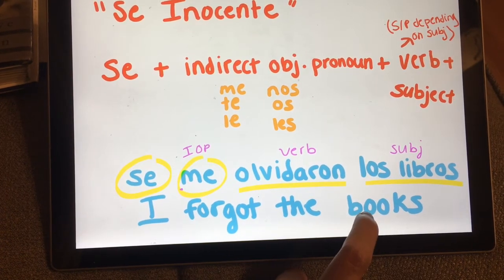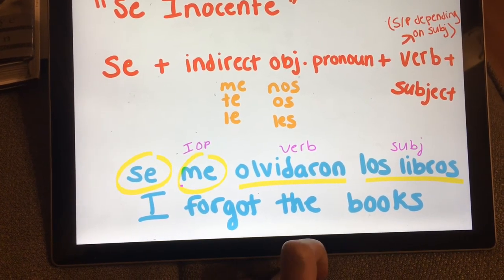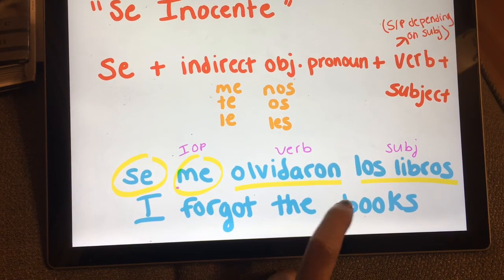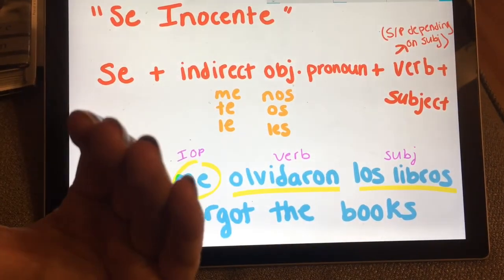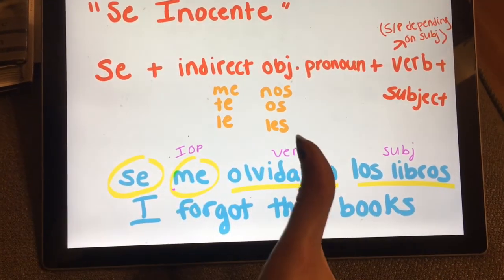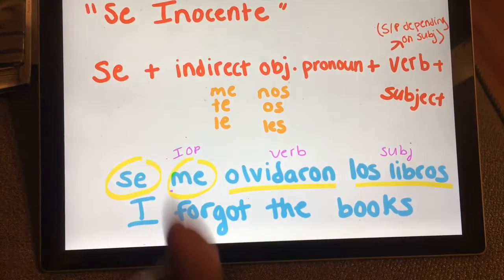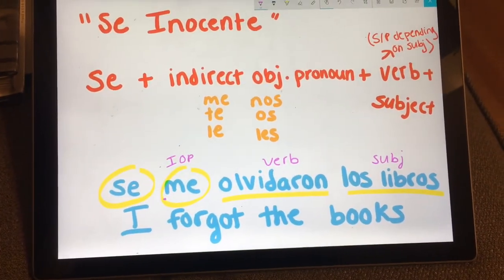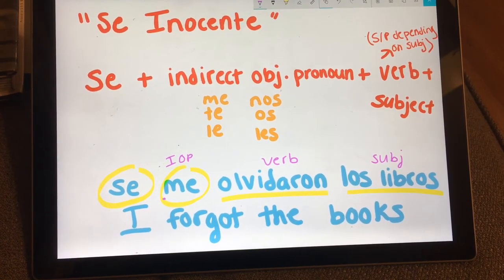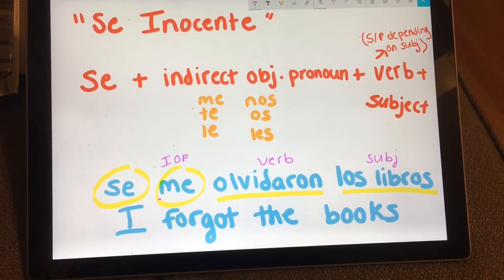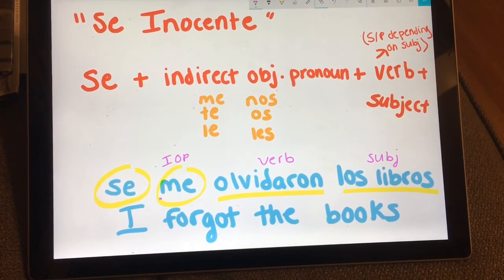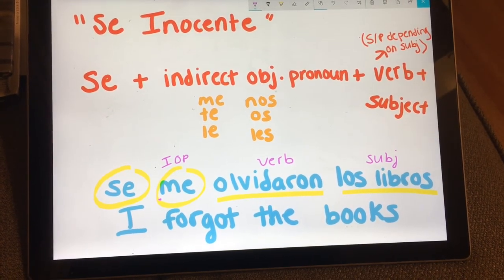I forgot the books. If you really want to translate it literally in English, it's like the books forgot themselves to me. Like, it's not my fault I forgot the books, it's the books' fault that they forgot themselves. It's pretty confusing when you put it that way, but just think of it as a way to take the blame off of yourself, or take the blame off of someone else, or take the blame off of you or us.